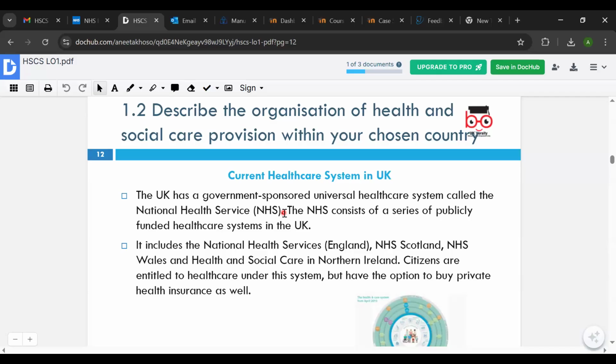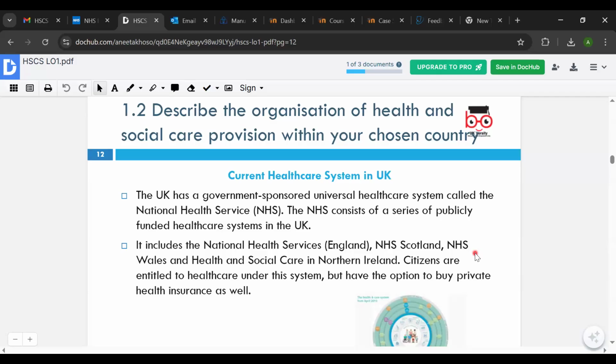So the UK has a government-sponsored universal healthcare system, which is the NHS. So the NHS consists of a series of publicly funded healthcare systems in the UK. So there's public funding in it. Whatever goes into taxes, that goes to the NHS, whatever taxes you and we pay when we're working. And it includes the National Health Services for England, NHS Scotland, NHS Wales, and Health and Social Care in Northern Ireland. Citizens are entitled to healthcare under this system, but they have the option to buy private health insurance as well.